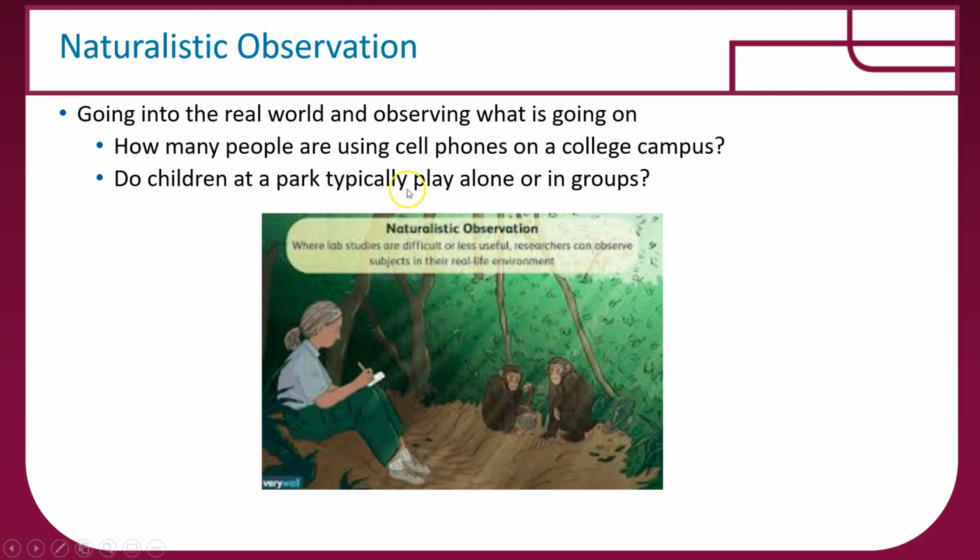Do children at a park typically play alone or in groups? So I could go to a park and, again, count how many children are playing alone or playing in groups. Here we've got an animal researcher who's out in the real world, observing subjects in their real environment.